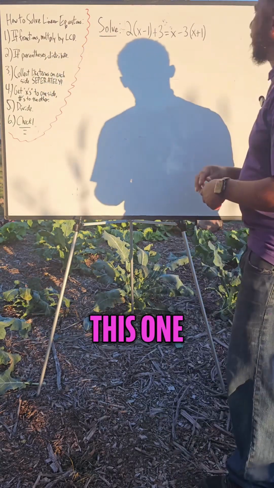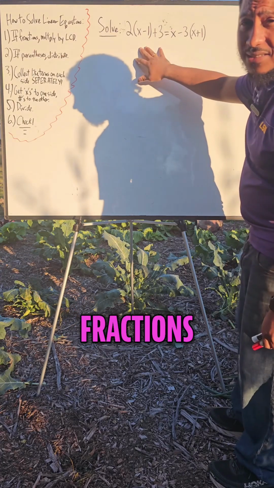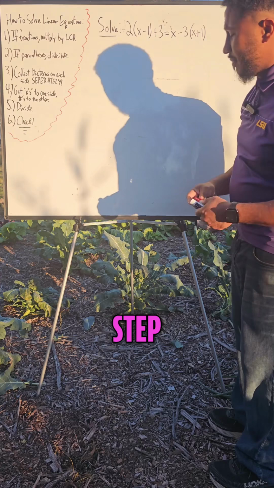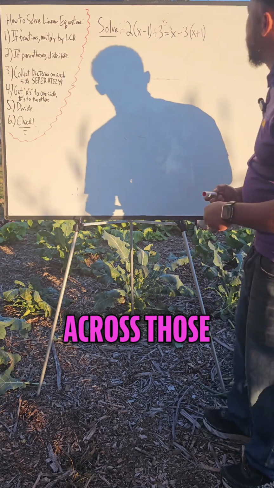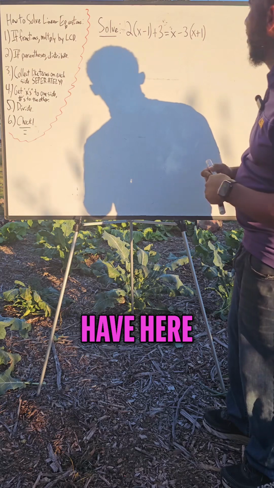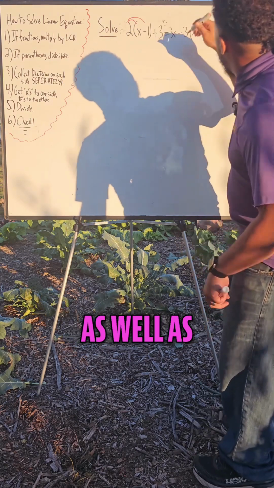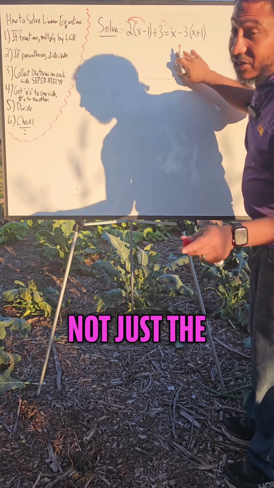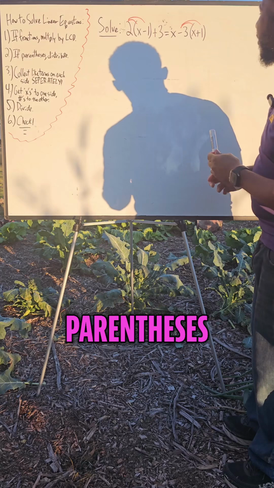So let's try this one. Now we solve this one first. Let's see, are there fractions? We don't have fractions here, so we can skip that first step. Next step says, if there's parentheses, distribute across those parentheses, which we do have here. So let's distribute. Distribute this 2 across the parentheses, as well as here. Now we distribute this 3, not just the 3, but the negative 3 across the parentheses. And so let's see what we get.